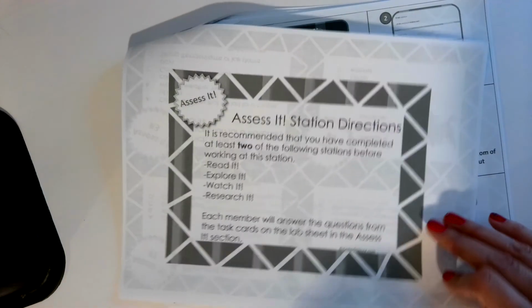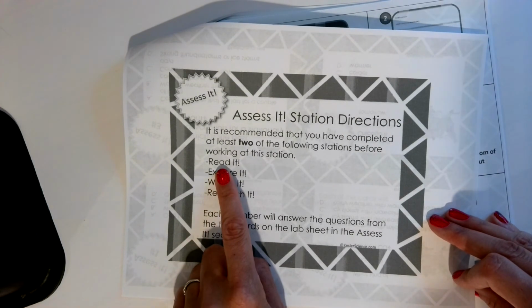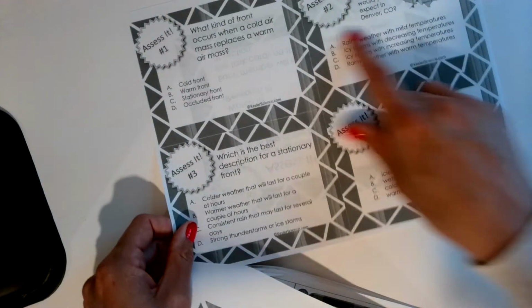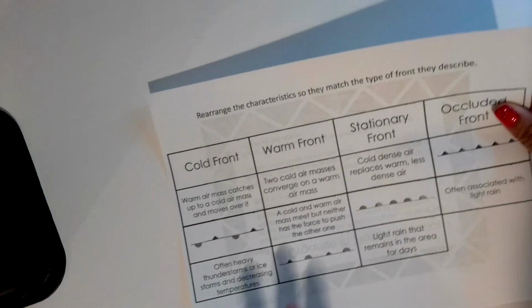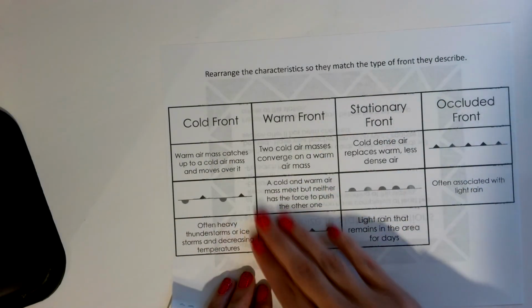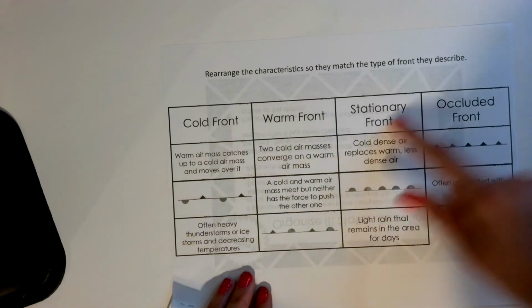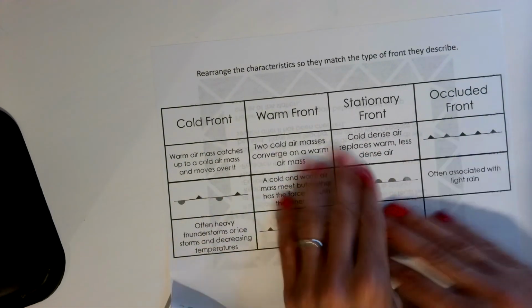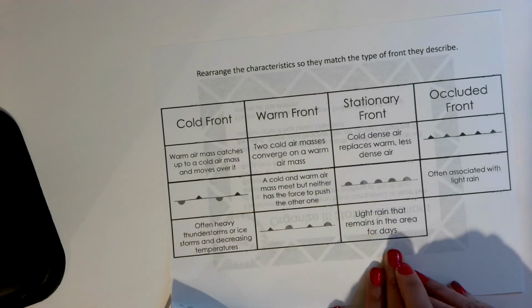They want you to complete these stations first because it's going to give you some information to help you answer the questions. So they want you to do the Read It, Explore It, Watch It, and Research It. And then they're going to give you questions to answer. Then the Organize It one is a little bit different. So when you do Organize It, like in class, you would take this and then you would sort them. So you would sort each one of these things into either cold front, warm front, stationary front, or occluded front. So you would sort them all out because these are all mixed up right here. These are not the answer key. So please do not put these in the order that they're in because they're not right.